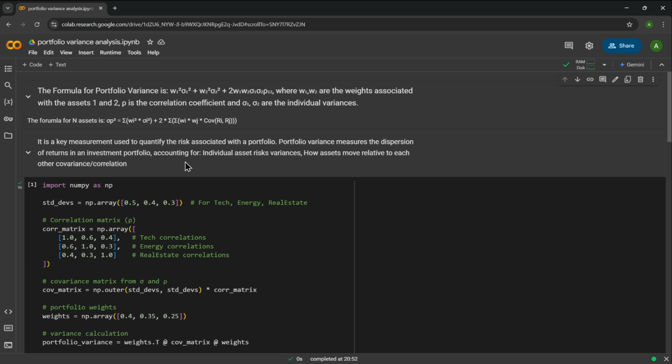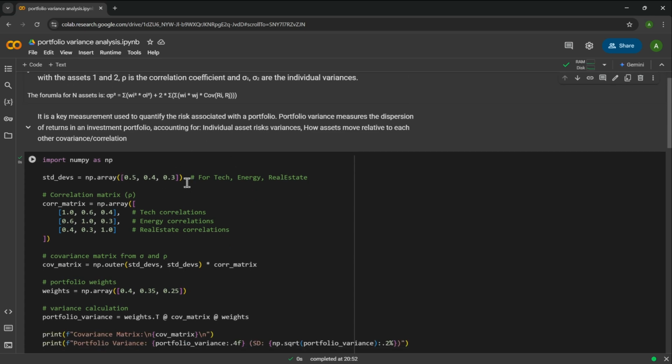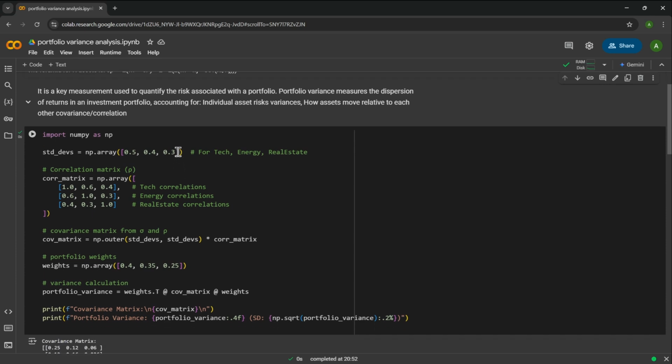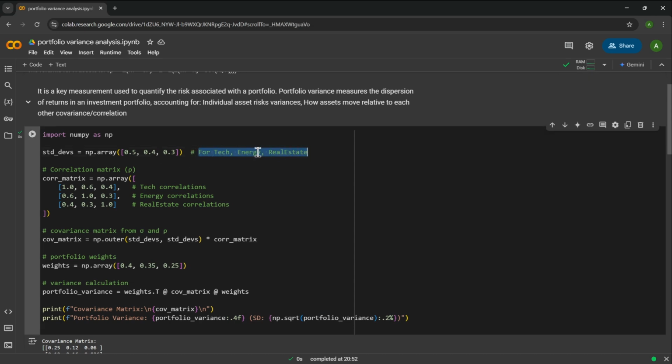So now let me tell you guys how you can actually implement this portfolio variance calculation in Python. Here I've just imported NumPy, and I've allotted random standard deviations for these assets. I've taken one tech stock, one energy stock, and one real estate stock. That's the assumption here. I've allotted deviations of 0.5, 0.4, and 0.3 for these three stocks respectively. And then I'm defining a correlation matrix.